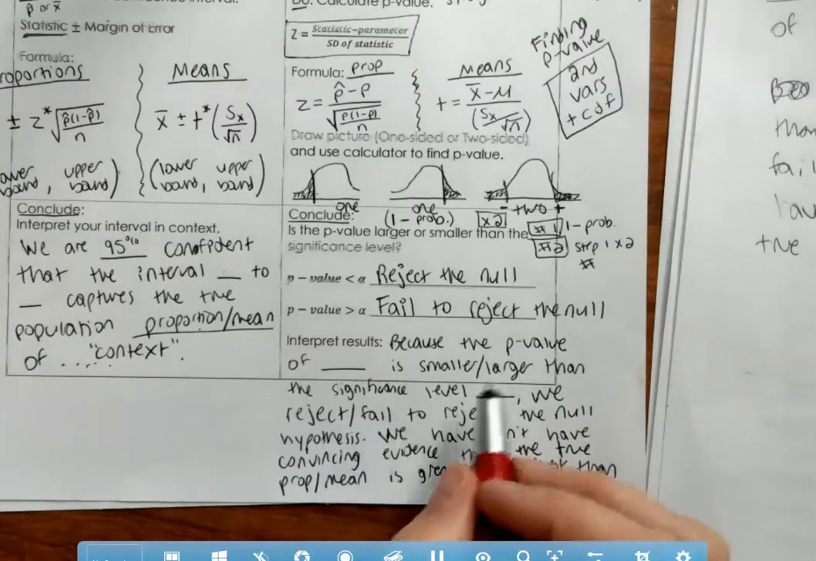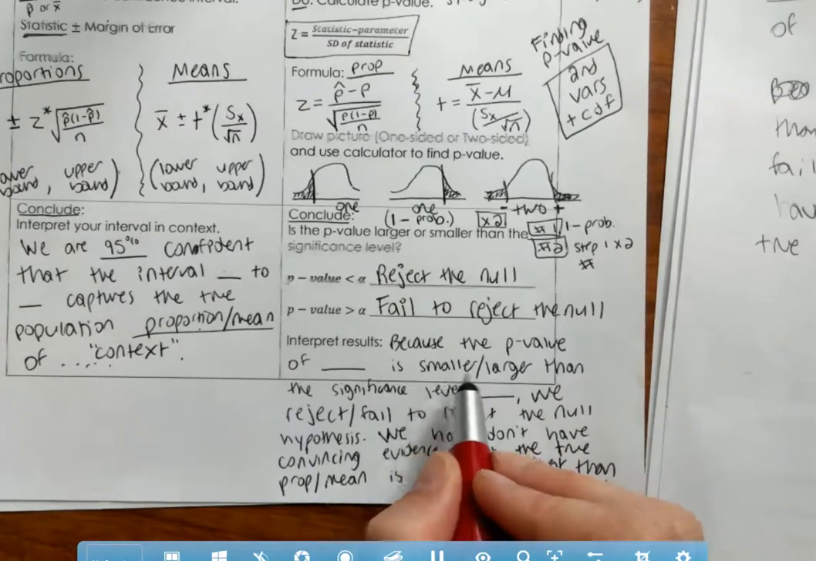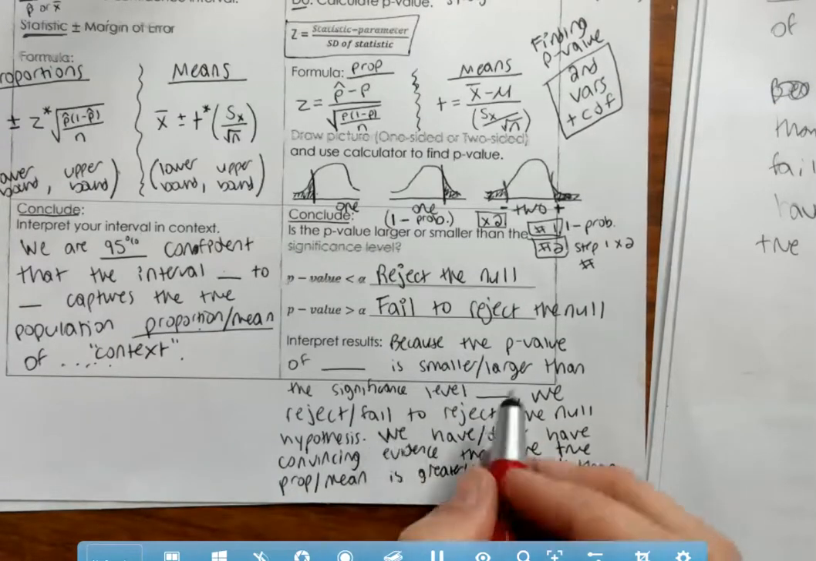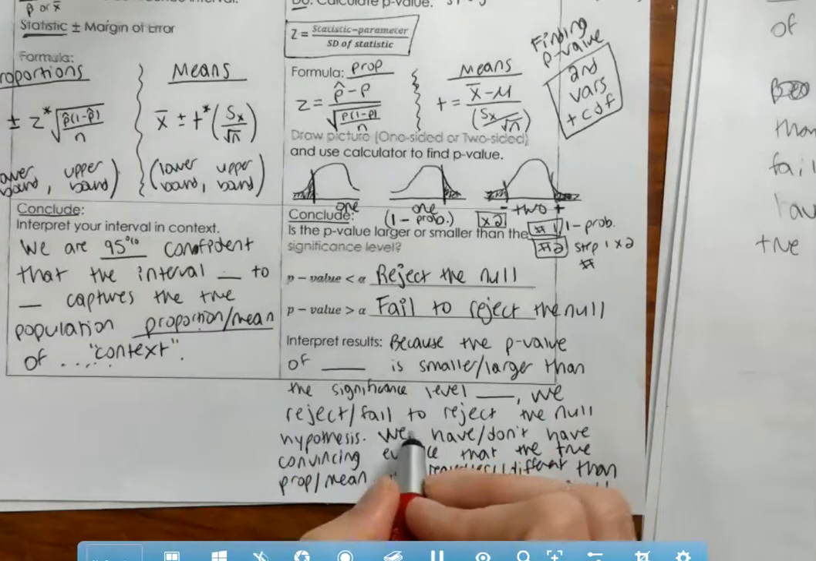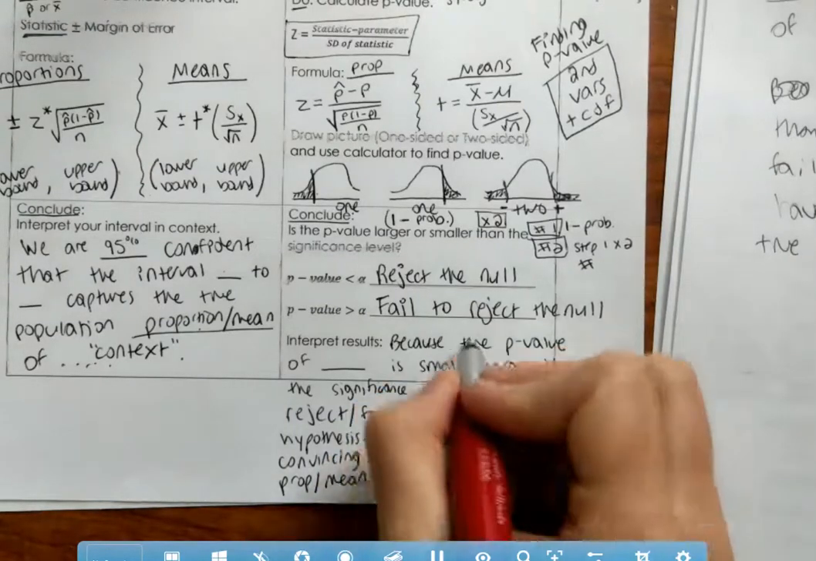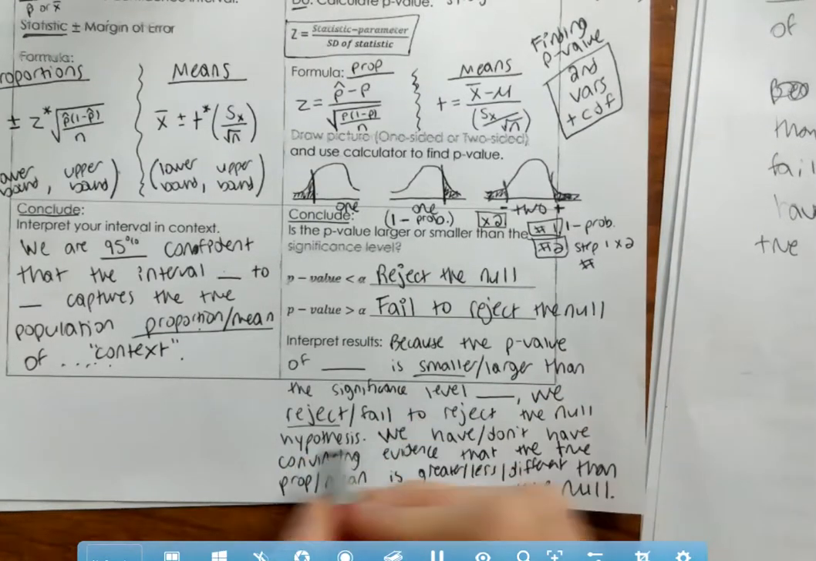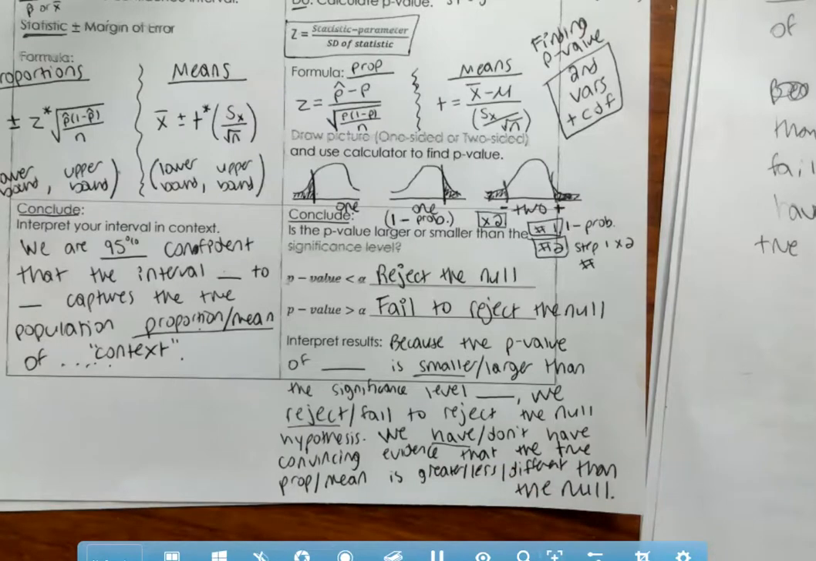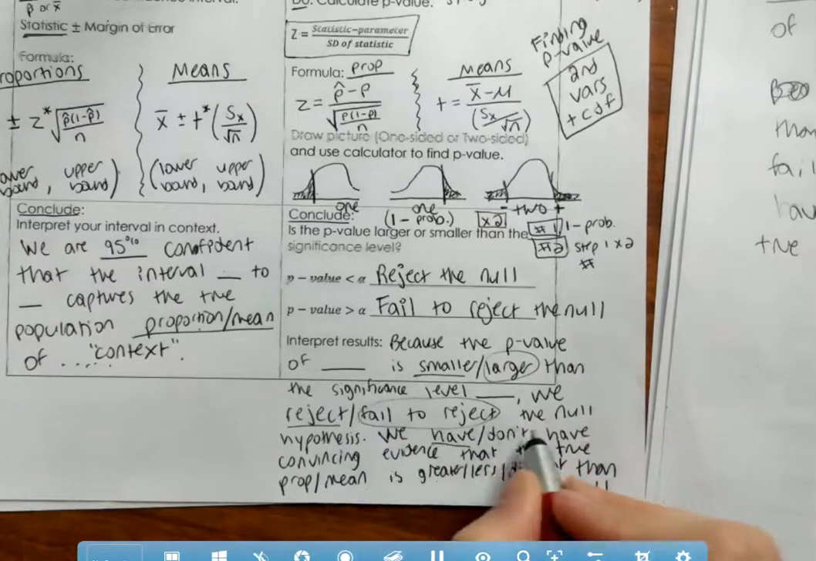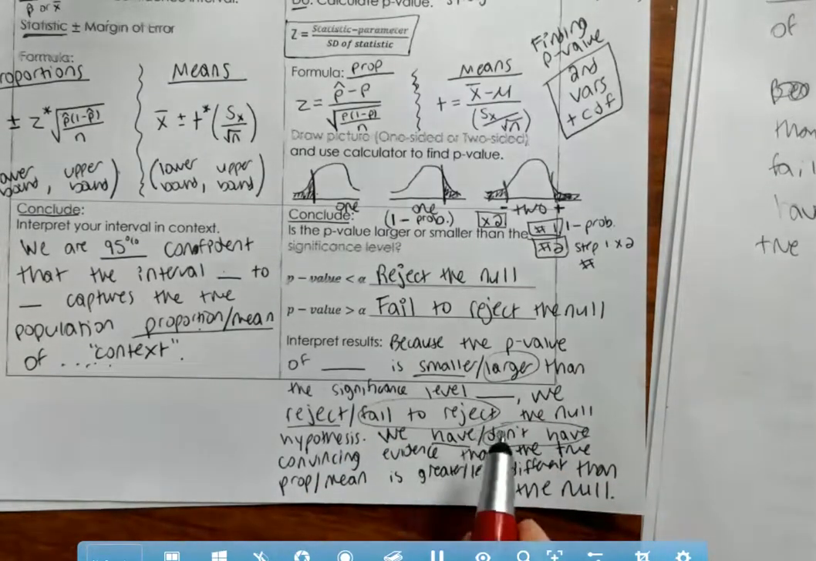Alright, so let's break that down. We are rejecting because the p-value is smaller, right? If the p-value was larger than the significance level, we would fail to reject. Since we are rejecting, we would have convincing evidence that the true proportion or mean is different than the null hypothesis, right? So I put all of these words first because they go together. Smaller, rejecting, and have. The other words go together. Larger, fail to reject, and don't have. Alright, so you would use these circled words together and these underlined words together, all depending on whether or not your p-value is bigger than your alpha level.